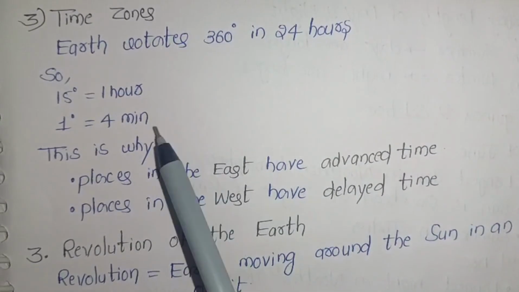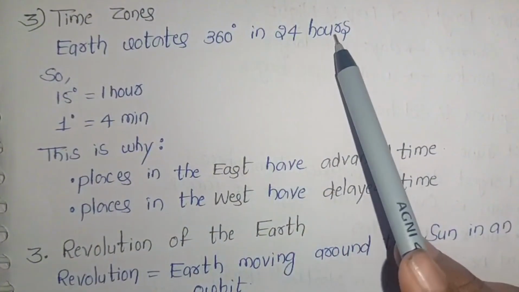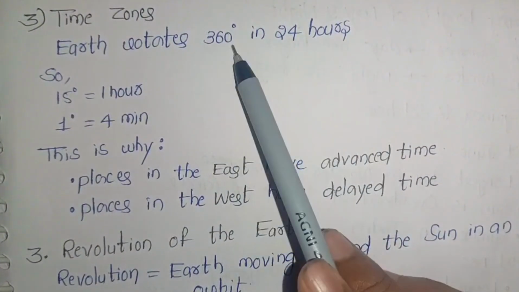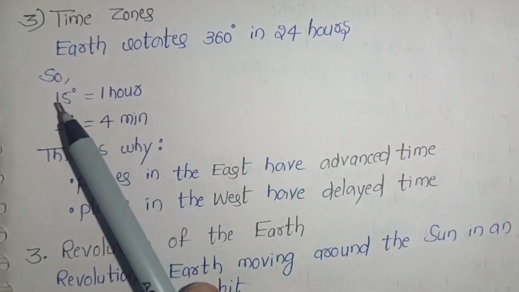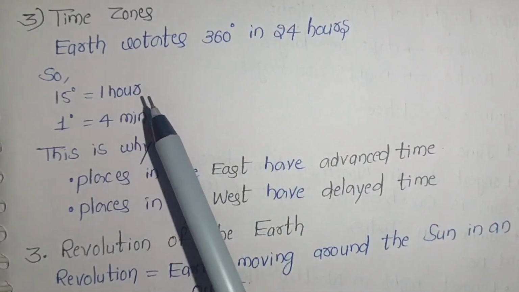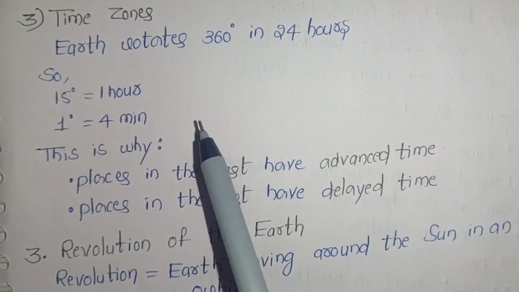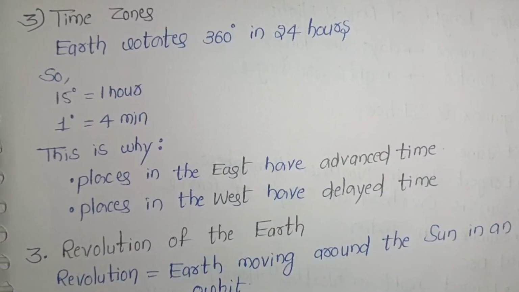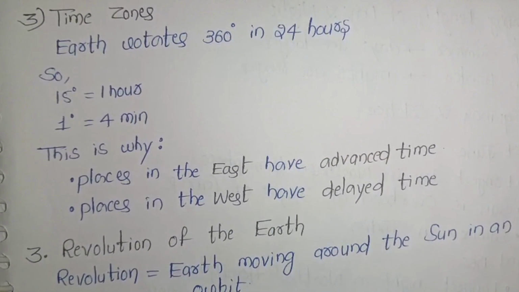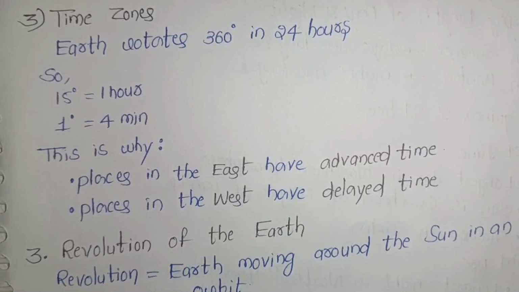The earth rotates 360 degrees in 24 hours on its own axis, so 1 hour is equal to 15 degrees. That is helpful for calculating time with the help of time zones. For example, India is 5 hours 30 minutes ahead of London GMT. In my previous chapter, I explained how to calculate the time. I hope you understood that.